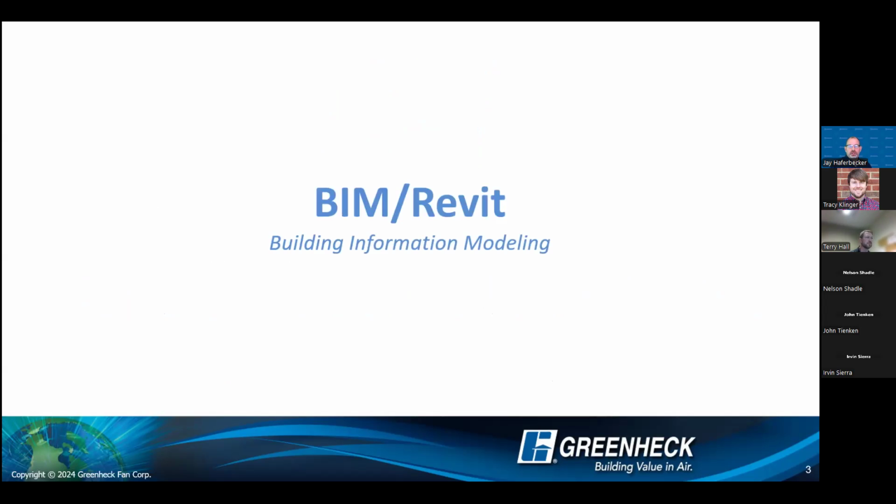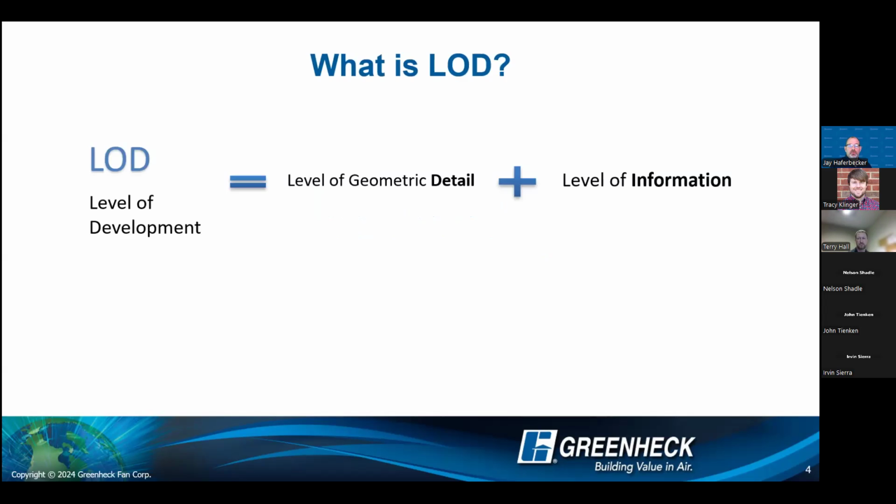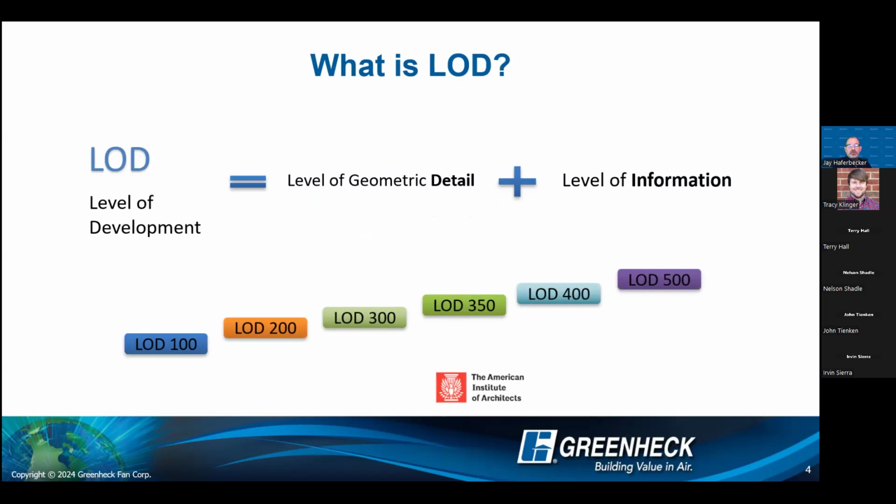All right, so first we'll get started. I'm assuming a large portion of this audience is using Revit to do some of your drafting. And one of the things I wanted to talk about is this term LOD. LOD stands for level of development. It's kind of the combination of geometric detail and level of information provided. The American Institute of Architects came up with these 6 different LOD levels.